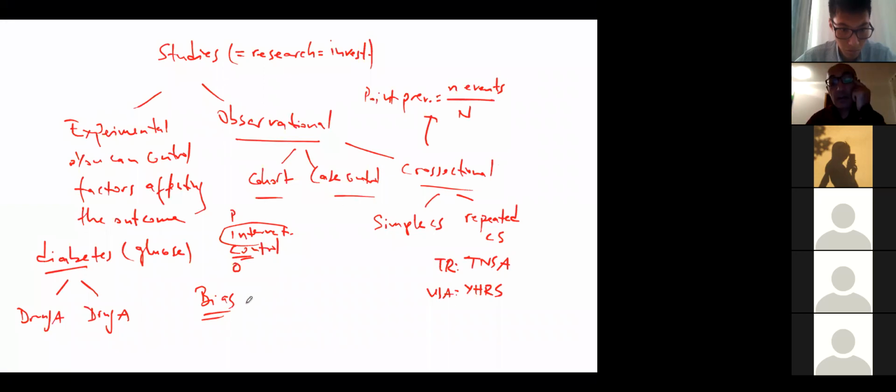Just trying to give you examples of bias. Imagine you are measuring and your scale is wrong. You have an error with your scale, a wrong scale, or you are biased with data collection.